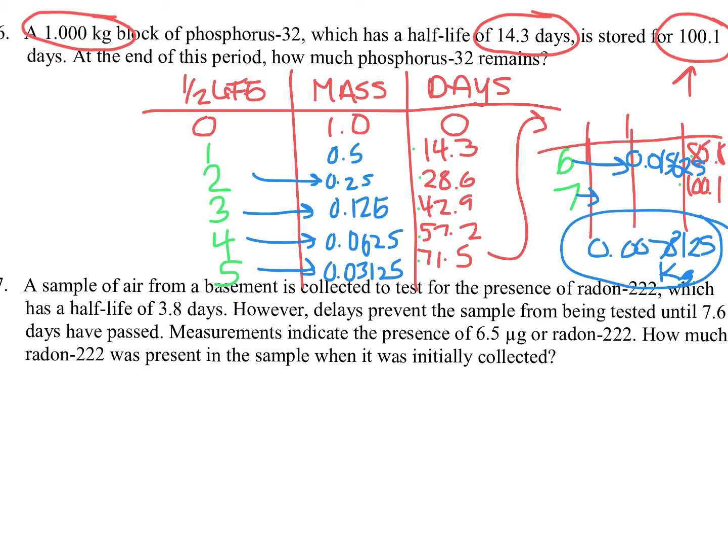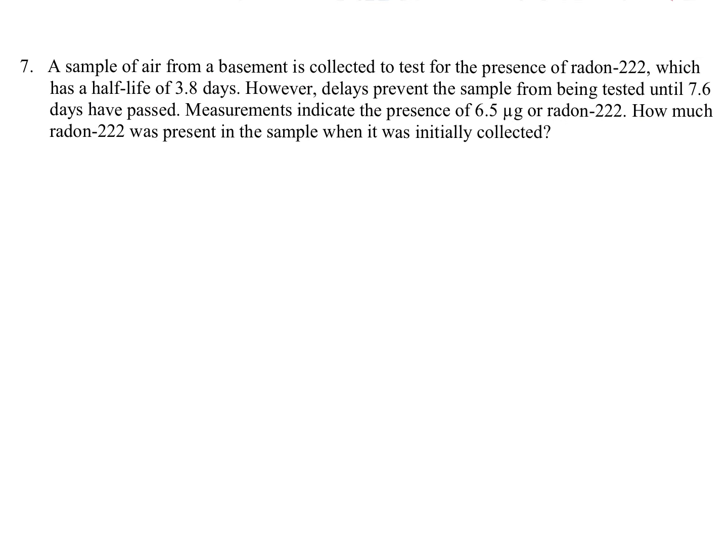So is there much left after the 100.1 days? No, not much at all. But we had to use our chart to figure out, all right, how many half-lives did it go through? It went through 7. So that means this thing had to get cut in half 1, 2, 3, 4, 5, 6, 7 different times. And that's how we figure out what is left. All right, but that completes question number 6. Let's glance at number 7.